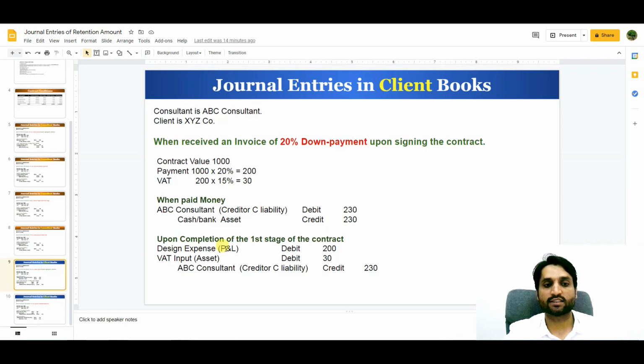Design expense, a profit and loss account, will be debit by 200. VAT input is our asset, as we are the client and we are paying the consultant, who will pay the government. So this we are paying, so it will be debit, that is 30. This amount will be receivable by us from the government. So ABC consultant creditor, a liability, will be credit 230. Here we made it a debit and here we made it a credit, and here the expense is recognized.